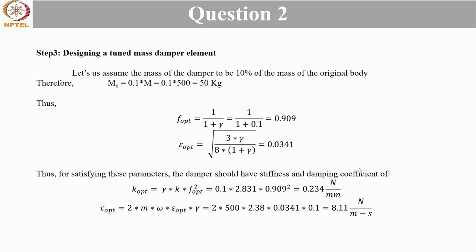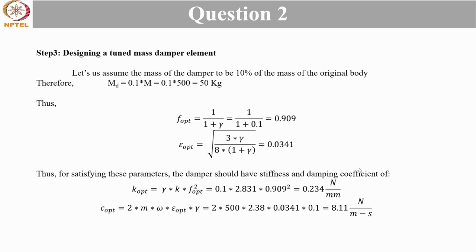So as per the relationships that were defined in the course, the optimum frequency ratio will be given by 1 upon 1 plus gamma. Gamma is nothing but the mass ratio. So 50 upon 500, that is 10% only. So f optimum will come out to be 0.909, and epsilon optimum will come out to be under root of 3 gamma upon 8 times 1 plus gamma. So it will come out to be 0.0341.